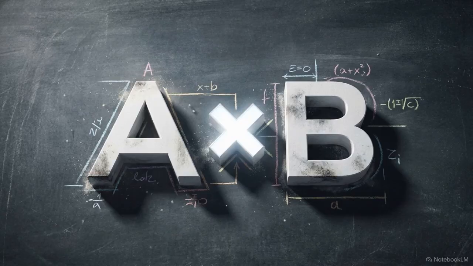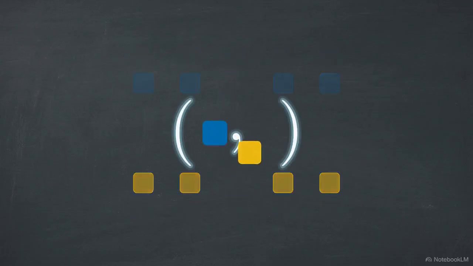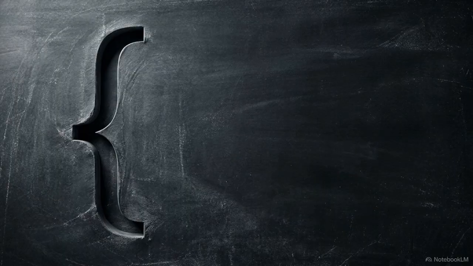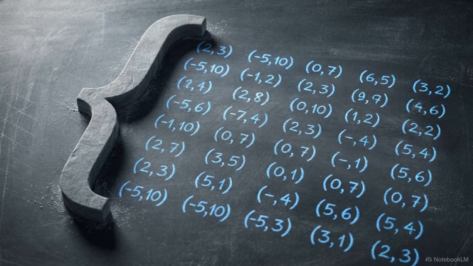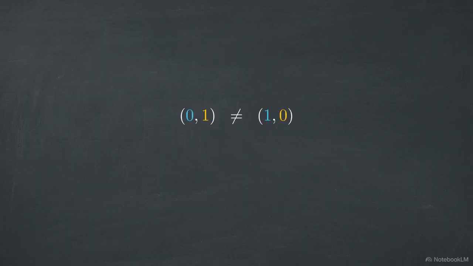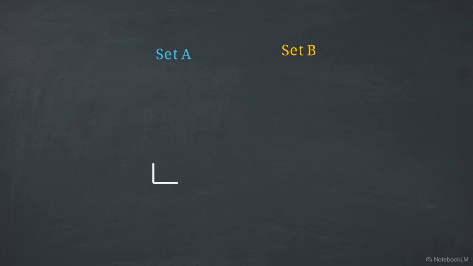The first step in constructing a relation is the Cartesian product, written as A cross B. This operation takes two sets, pairing one element from the first with the second. The Cartesian product is exhaustive. It generates a new set containing every possible ordered pair formed between the two parent sets. Because these pairs are ordered, the sequence matters. The pair 0, 1 is distinct from 1, 0, as each position refers back to a specific parent set.